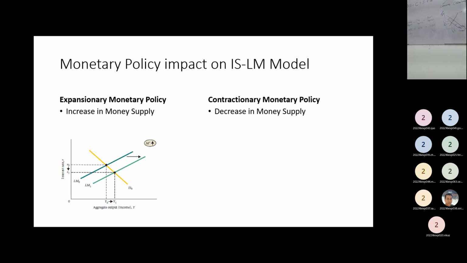Now let's look at the monetary policy impact. Now what is monetary policy used for? Adjust what? Adjust the money market, right? So when it comes to monetary policy, there are two types. In other words, there are two main types of policies when it comes to monetary policy as well.